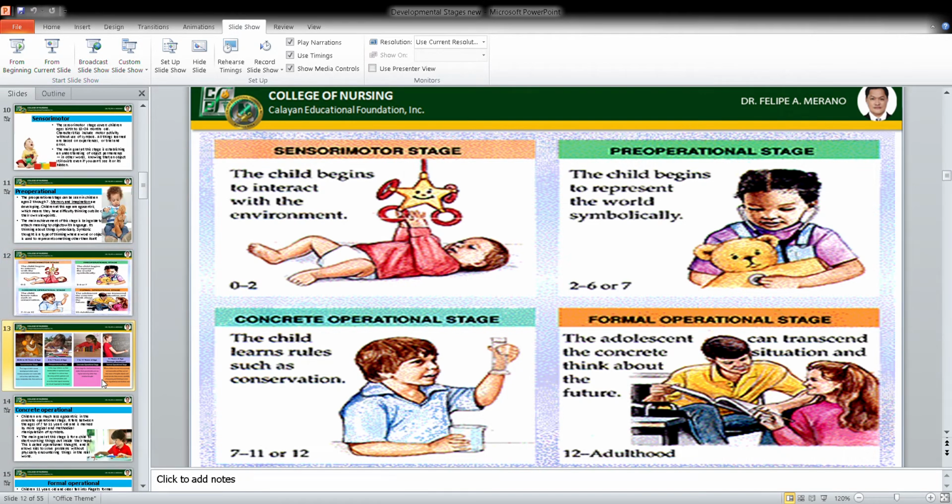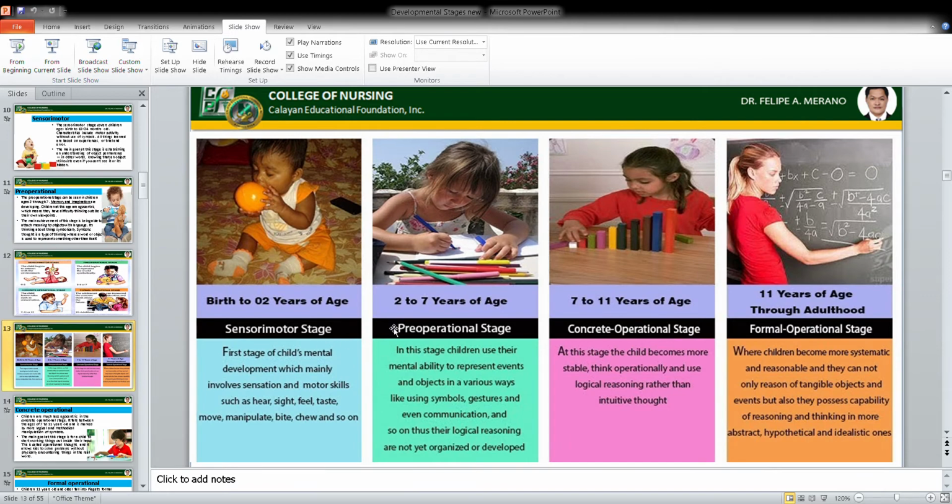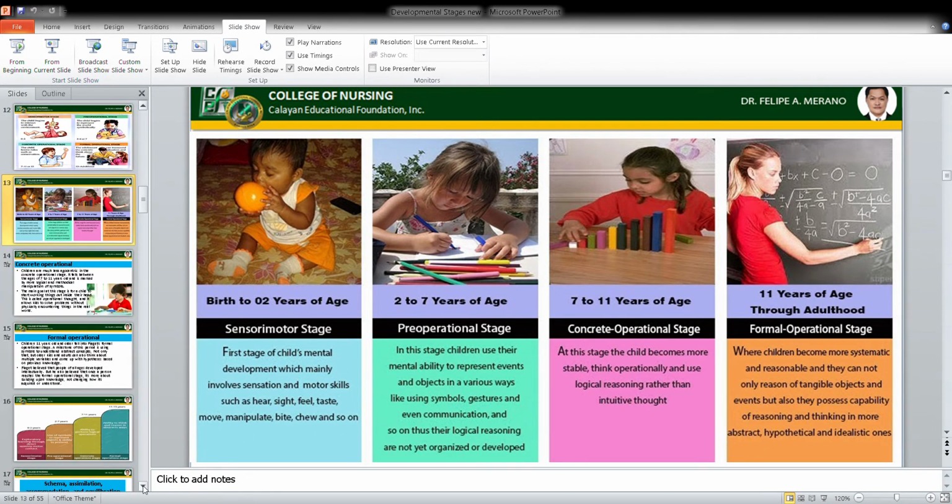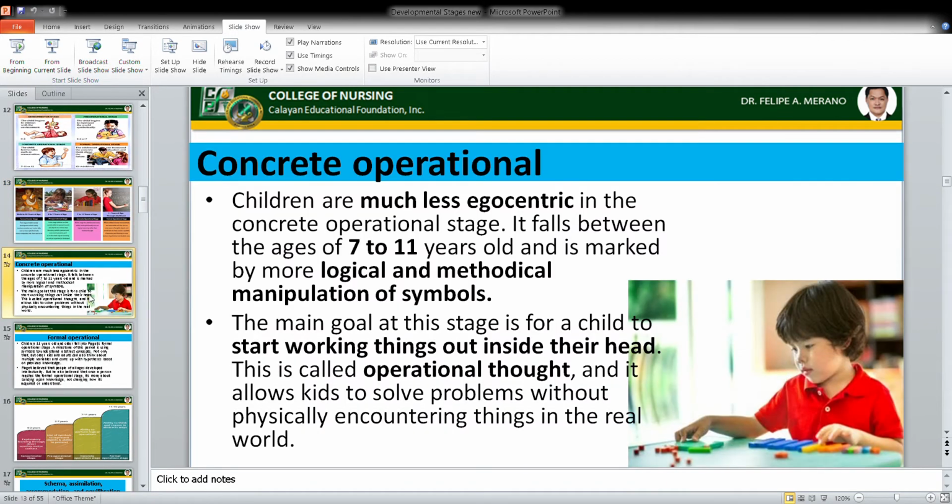Next, these are other explanations for you to have a better understanding of each stage, and that would be your assignment to read.